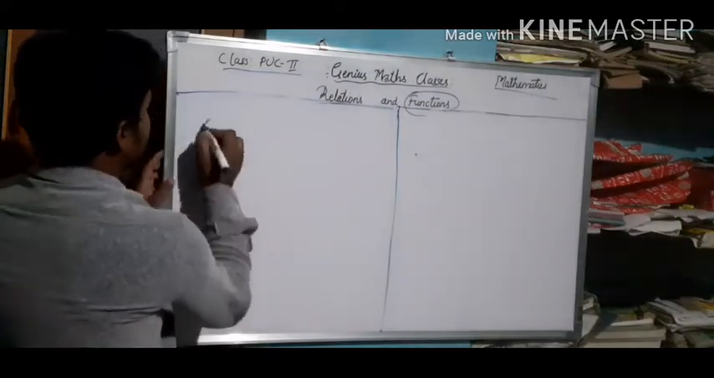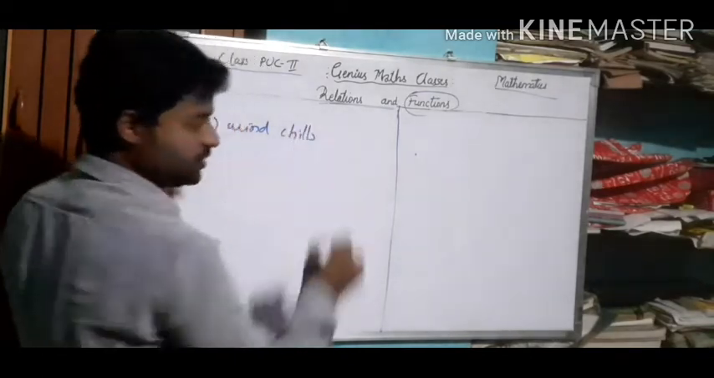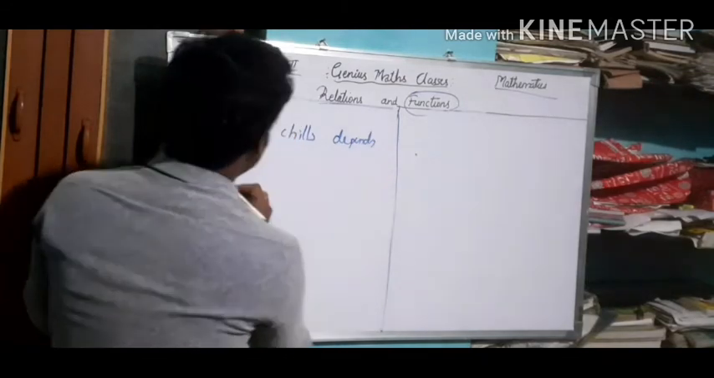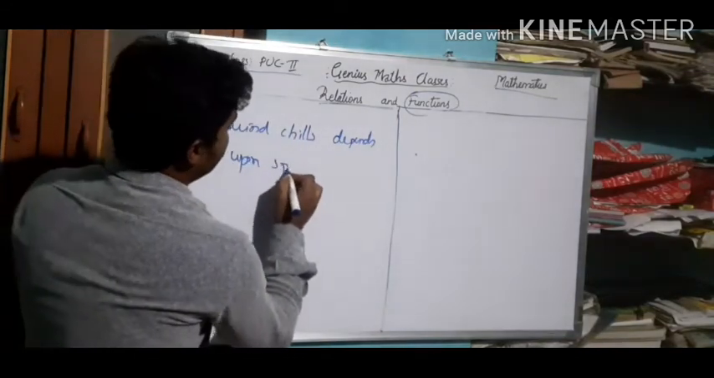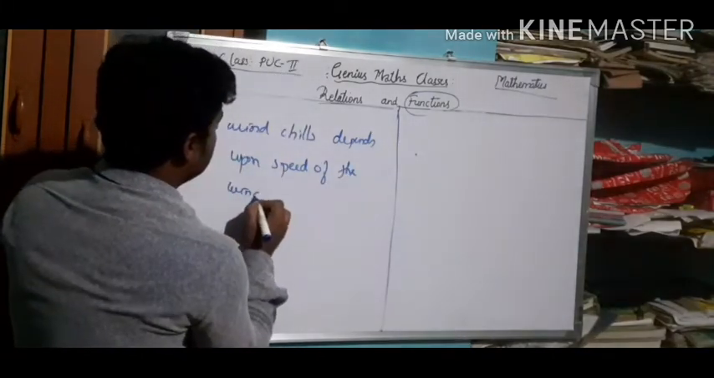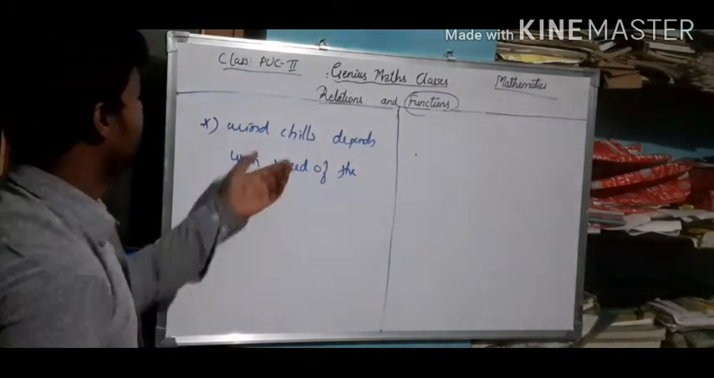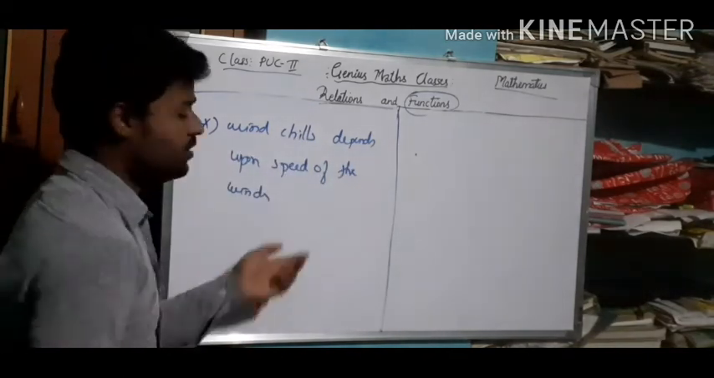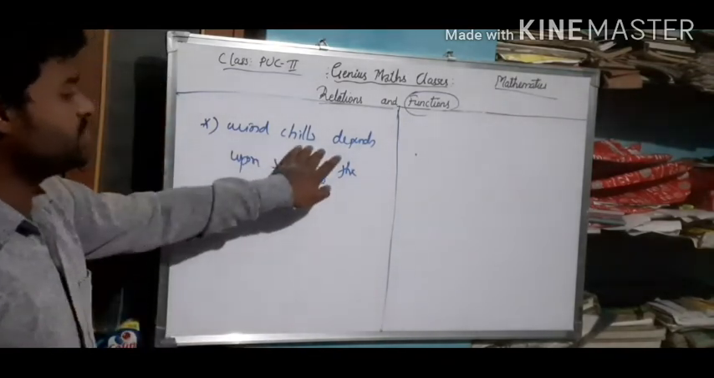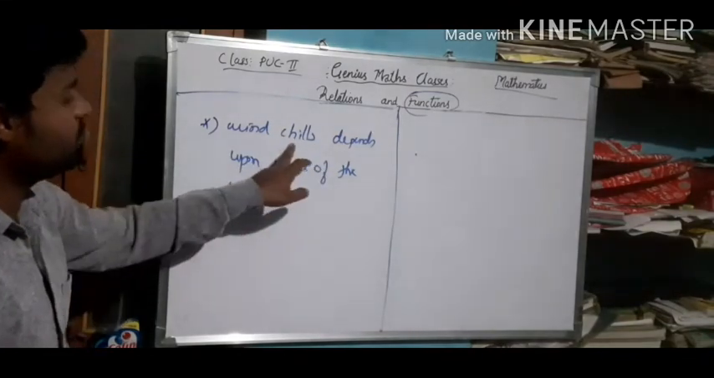For example, wind chill depends upon the speed of the wind. The wind chill is dependent on the speed of the wind. As the speed increases, the wind chill will move fast, and if it slows down, it will move slowly.